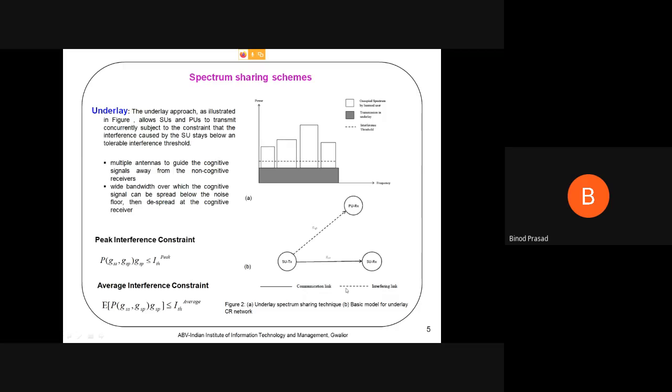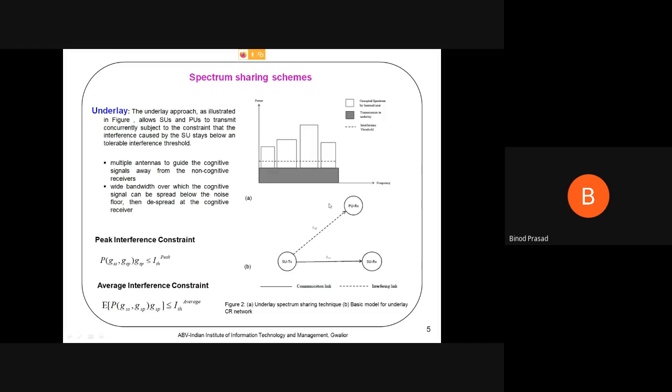But what is the problem in this scheme? The SU has to limit its transmit power. If it is limiting its transmit power, obviously its coverage range gets reduced, and that's why its throughput gets reduced. So we'll see how to enhance the performance under this underlay sharing scheme.